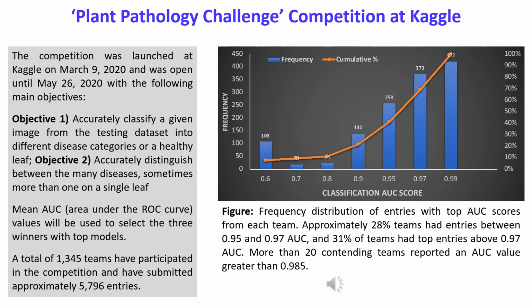Approximately 28% of teams had entries between 0.95 and 0.97 AUC. 31% of teams had top entries above 0.97 AUC. More than 20 contending teams reported an AUC value greater than 0.985.